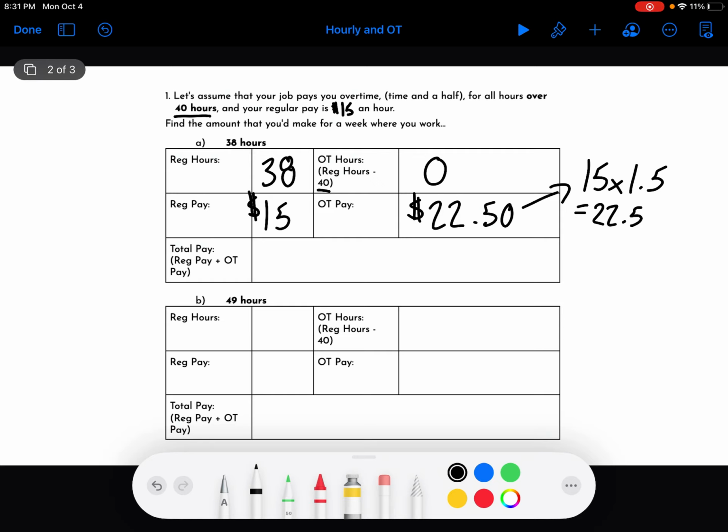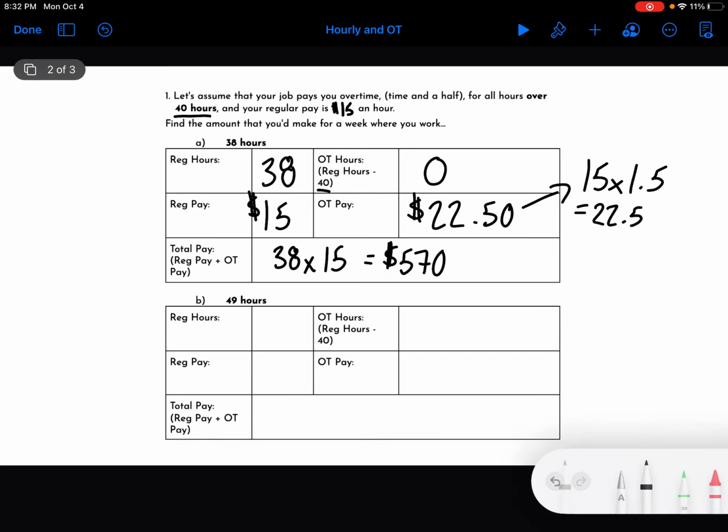Now, when we're working through this, we do have an overtime rate, but we have no overtime hours, so we can't have any overtime pay. If we did have overtime pay, we would have an overtime rate that we would have to add in. But since we don't, we just have to look at that 38 hours and times it by 15, which is our hourly rate. So our total pay is going to be 38 times 15, which is $570 for that week.